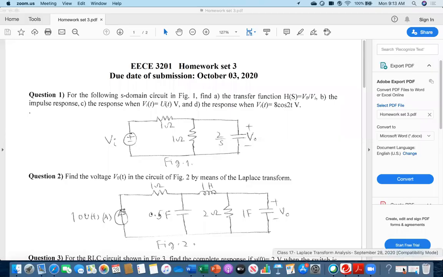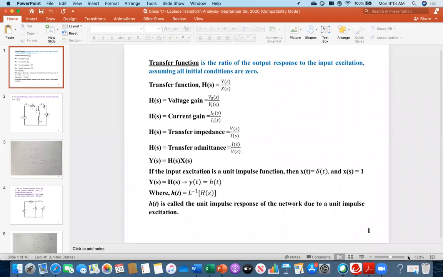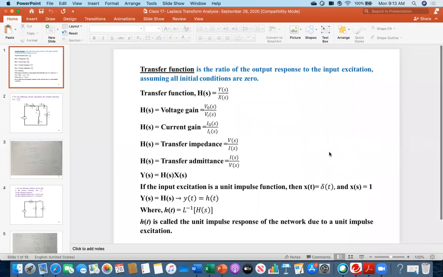Okay. Let's stop sharing this. Now can you see the transfer function? Yes. Okay, great. As you see, because we are looking at the Laplace, one important thing of that Laplace is the transfer function. Transfer function is the ratio of the output response to the input excitation, assuming that all initial conditions are 0.